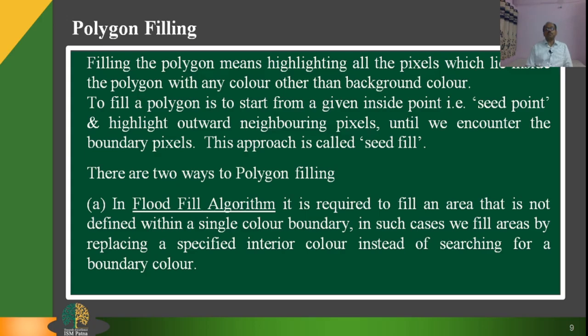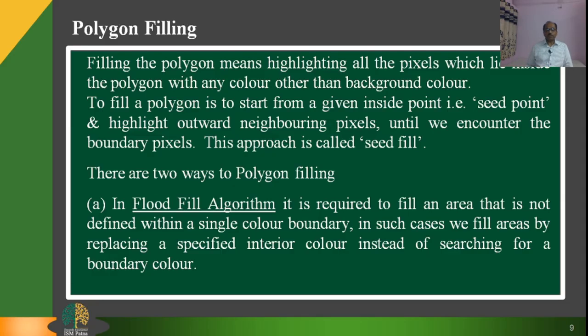We have two ways to fill a polygon. Number one is termed the flood fill algorithm. In the flood fill algorithm, it is required to fill an area that is not defined within a single color boundary. In such a case, we fill areas by replacing a specified interior color instead of searching for a boundary color. Here we start with some seed and examine the neighboring pixels, and they are replaced by the new color. We have two ways, either the 4 connected or 8 connected approach.